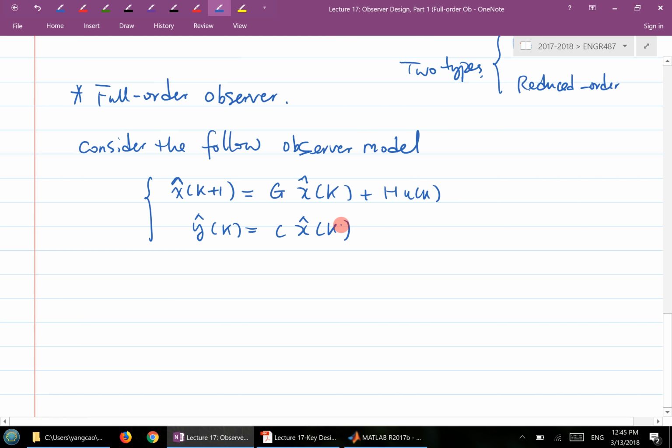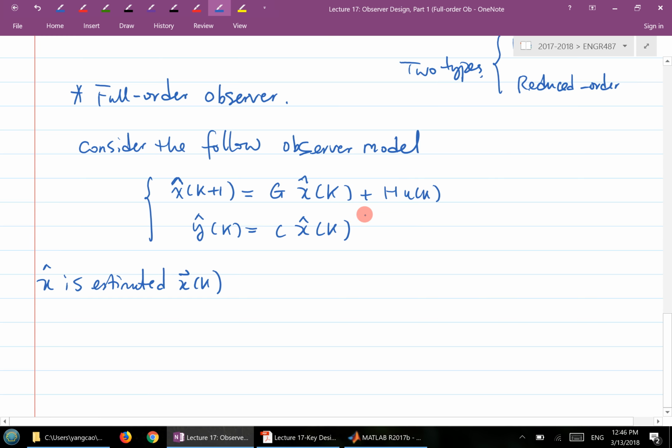So look at this mathematical equation. Symbol-wise, remember we use x hat to represent the estimated quantity for the state vector x. So x hat is the estimated x. So how can this one be an observer model here?